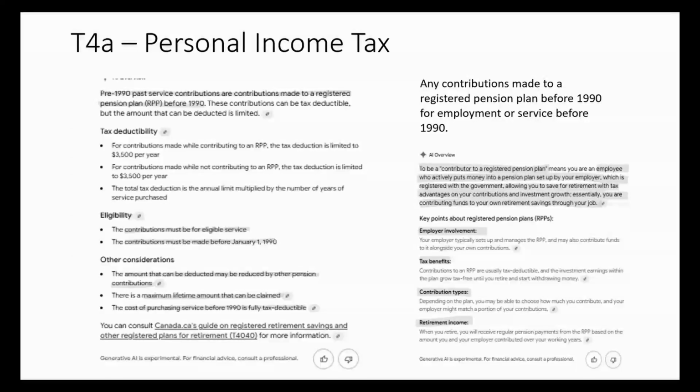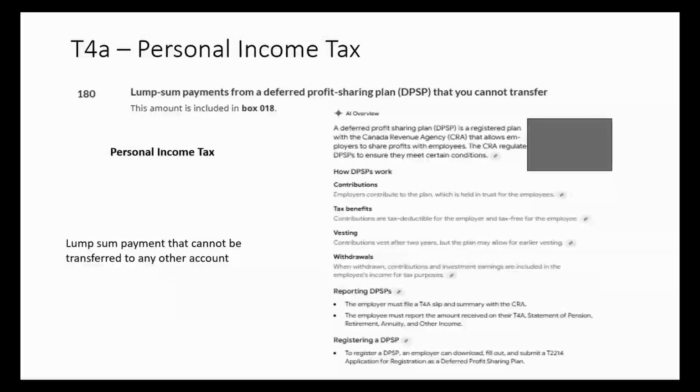To be a contributor to a registered pension plan means you're an employee who actively puts money in a pension plan set up by your employer, which is registered with the government. Key points about RPPs: employer involvement, tax benefits, contribution types, retirement income. Eligibility: the contributions must be for eligible service. Contributions must be made before January 1st, 1990. So on and so forth.